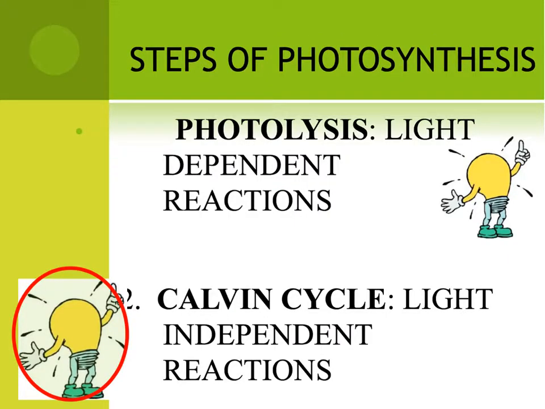So photosynthesis consists of two steps. The first step is referred to as photolysis, and that's because light is going to be used to split apart a water molecule. It is also referred to as the light-dependent reaction because it requires light in order to take place. And then the second step of photosynthesis is referred to as the Calvin cycle, called that after the gentleman that figured out what was going on. It's also referred to as the light-independent reaction because light is not necessary for the last stage of photosynthesis.